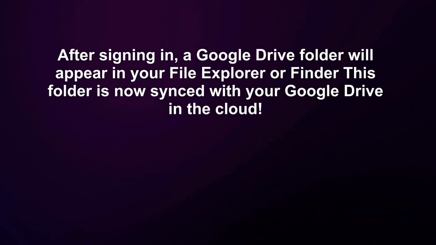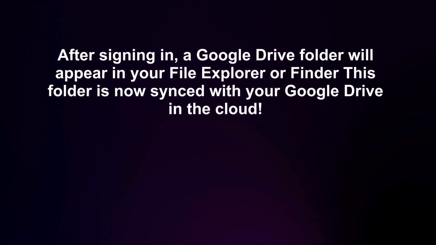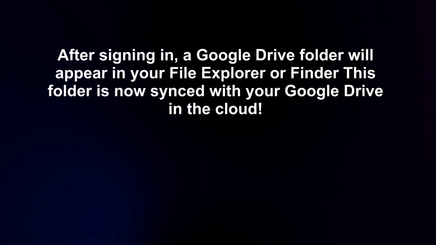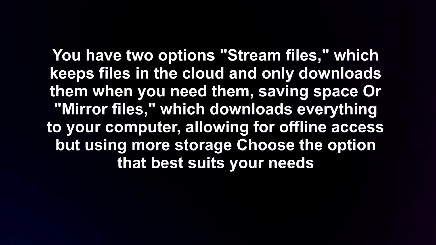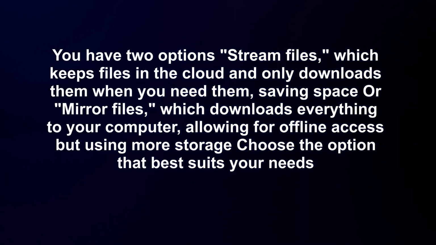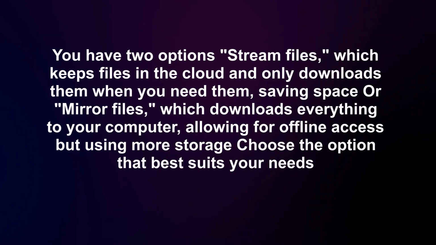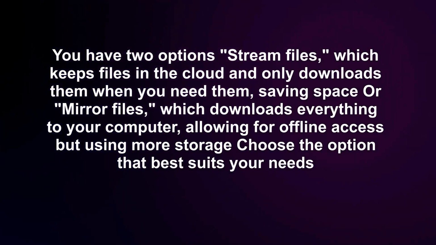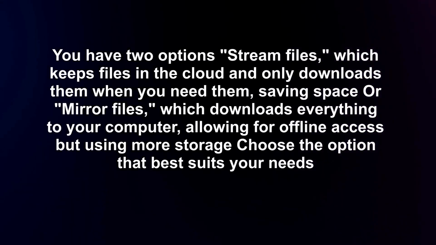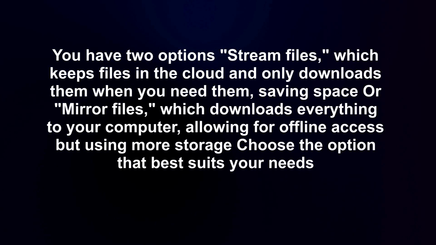After signing in, a Google Drive folder will appear in your File Explorer or Finder. This folder is now synced with your Google Drive in the cloud. You have the option of Stream Files, which keeps files in the cloud and only downloads them when you need them, saving space, or Mirror Files, which downloads everything to your computer, allowing for offline access but using more storage. Choose the option that best suits your needs.